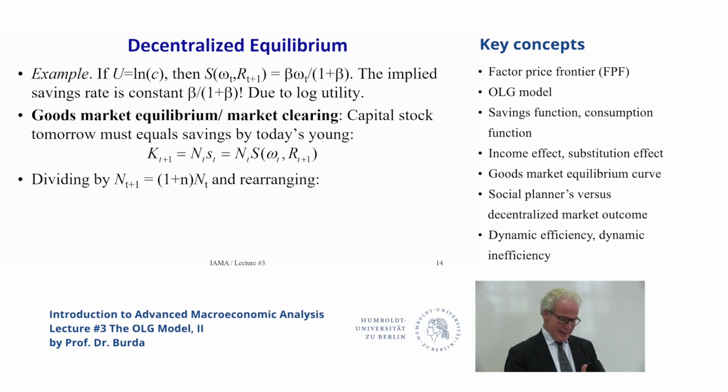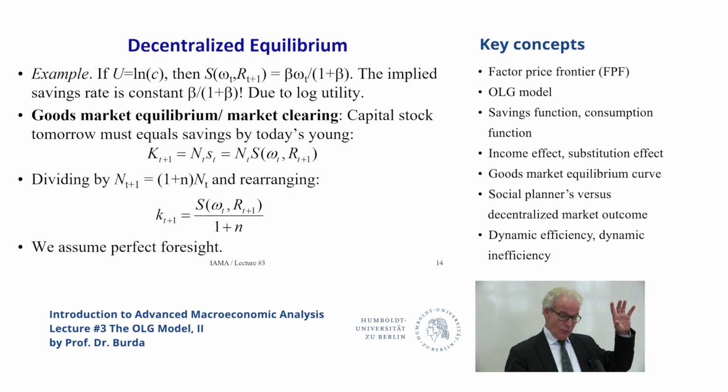So if I divide by N_{t+1} to get a per capita left-hand side, I get a right-hand side that is incredibly elegant. It's basically a constant divided into the savings function given the factor and price incentives that the young people face in period t. Remember, the young people today, when they're deciding how much to save, are working for a wage, and they know that their savings will give rise to an interest rate tomorrow. Okay? So this is like a machine.